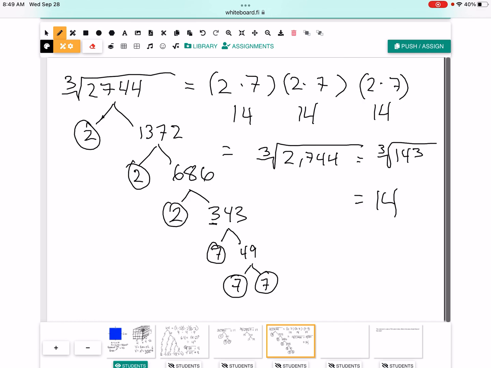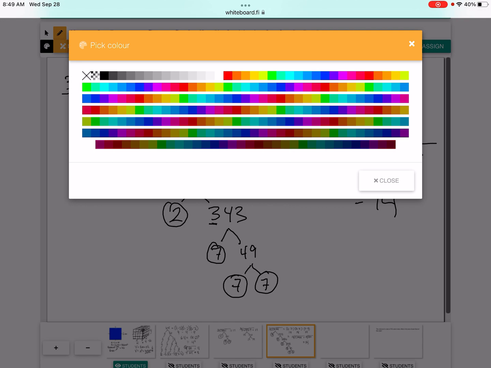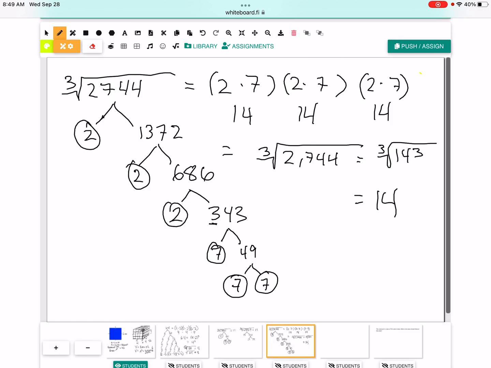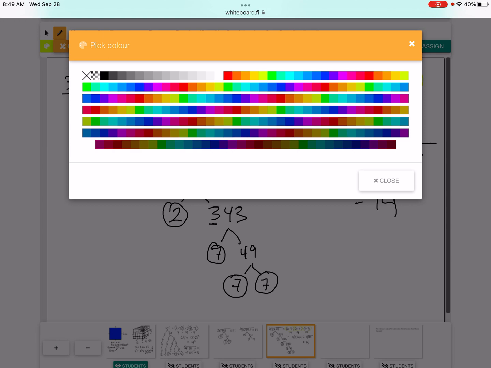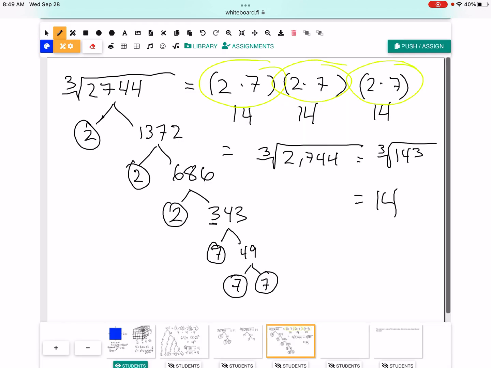All right. So we don't have to do any more once we get to the bottom of the prime factors, and we see that we have 3 equal groups of the same factors. And once we have those equal groups in front of our eyes, then we are good to go.